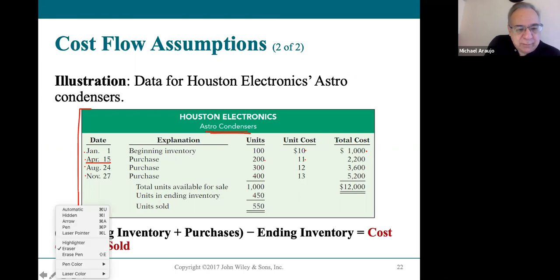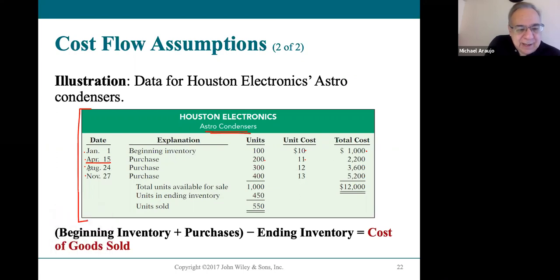Now let's move on. Toward the end of August, they went and bought more of these astro condensers. They bought 300 units of astro condensers. But look what happened. Their cost increased. So when they purchased those astro condensers to put in their store, now they're paying $12 each for these astro condensers. $3,600 more of inventory was purchased.